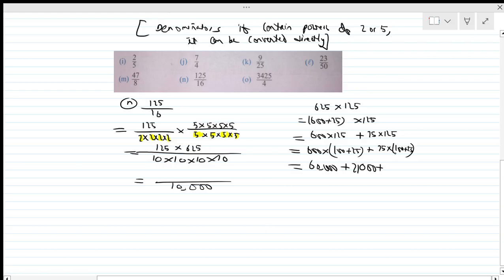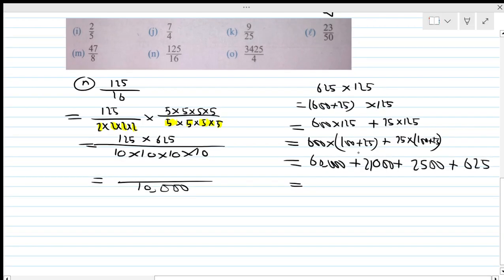So now 25 into 100, so 2500 you get, and 25 into 25, that is 625. So breaking is done. Okay, so how much are we going to get there? So 60,000 plus 21,000, you get 81,000, and plus 2500, and then plus 625.